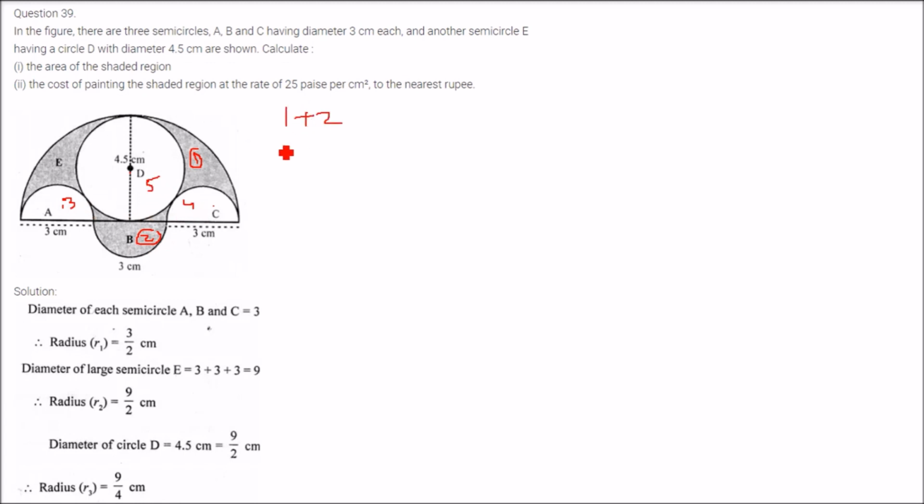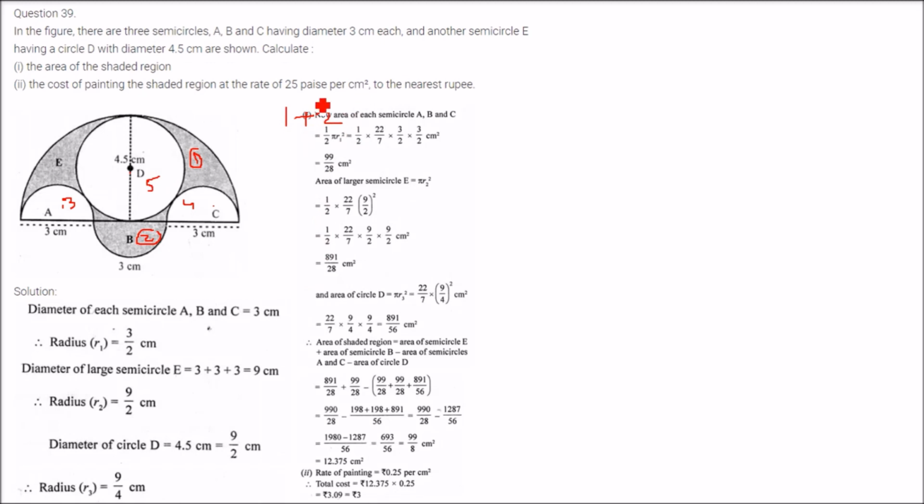So we have to add 1 plus 2. We have to add 1 and 2. Let me write it here. 1 and 2. And then we have to subtract the 3 and these 4 and 5 from here. But if you see, this is also having radius 3 and this is also having radius 3. So these two are exactly similar. Even if you find out the area, it will be same. So let me just cut these two, because these two will get cancelled out. 2 and 3 cancel. So we have to find out 1 minus 4 minus 5.